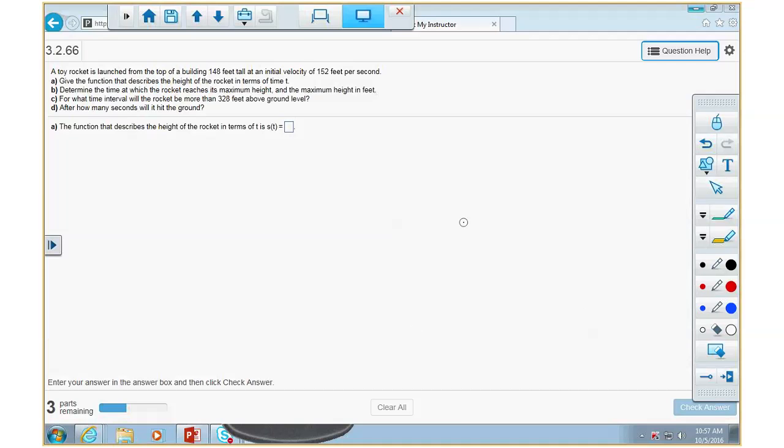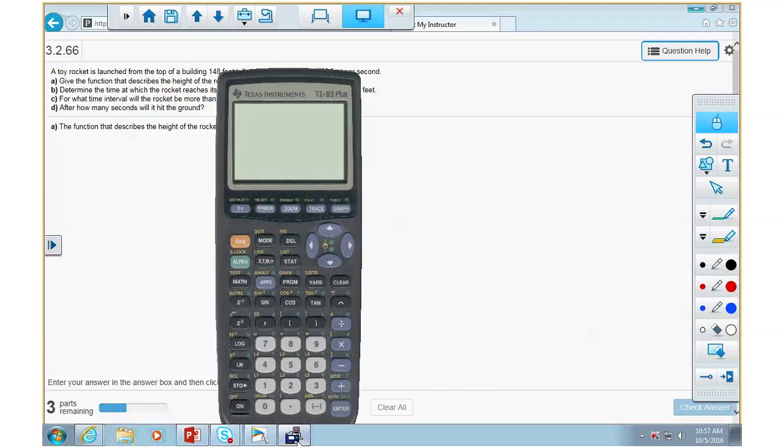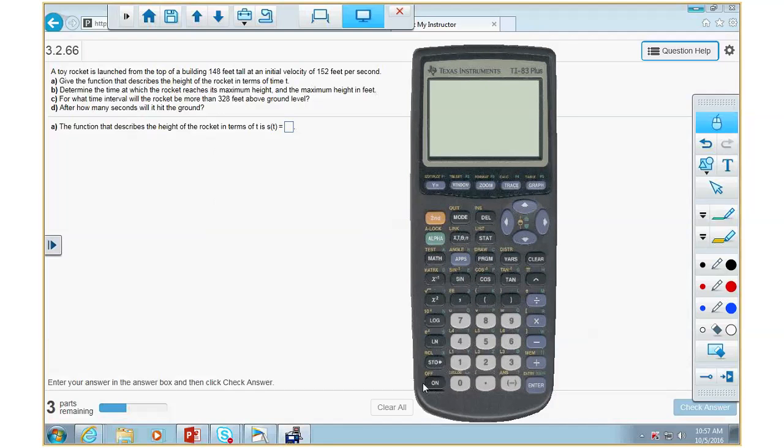Let's Google it. All right, so here we go. Since we've already got it in the formula, all we have to do is what? Hit graph, our y is equal, and just change what? 152 feet, that'd go right here. And what's the initial height? 148. And what's the vertical they're asking for? 328. And now hit graph, and there you go. And now you can find everything you need with your calculator.